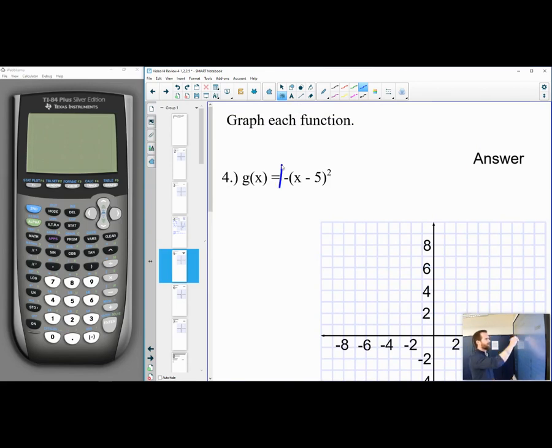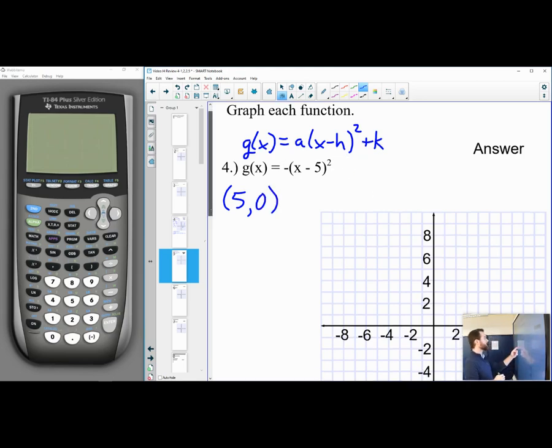Let me think. So vertex form or standard form, that's the big thing. Since I see those parentheses, I'm going to treat this like vertex form. So vertex form would be g of x, in this case g of x equals a times parentheses x minus h squared plus k. So we got to find our h and k for the vertex. H, it looks like a negative 5, so it comes out as a positive 5. And our k value, there is no number being added or subtracted at the end, so that means k is 0. So 5, 0 is our vertex.